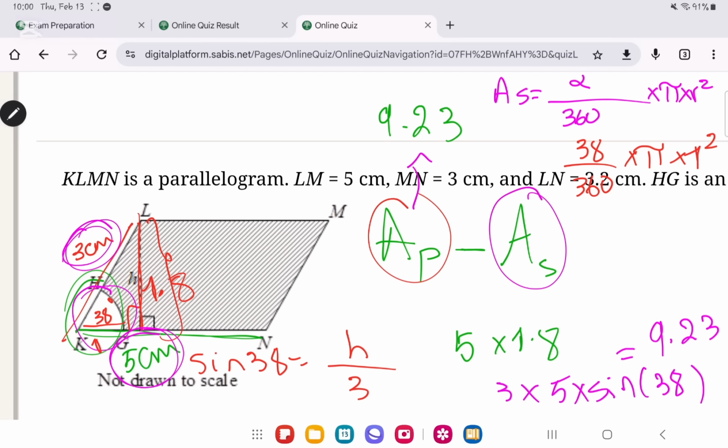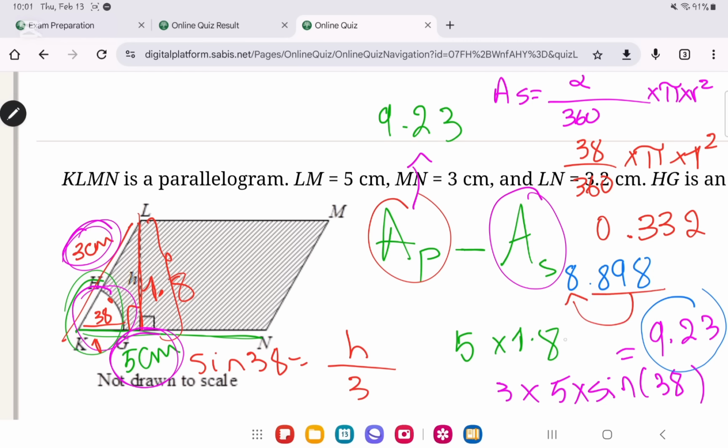If you put it on the calculator, 38 over 360 times pi times 1 squared, you are going to get an answer of 0.33. Let us just say 0.332. So now we are going to take 9.23 and subtract from it 0.332, and then we would be left with 8.898.